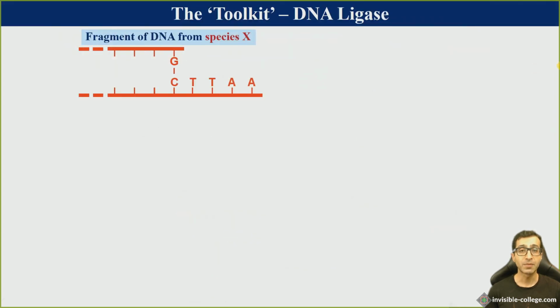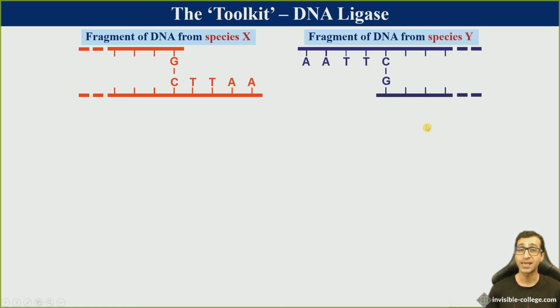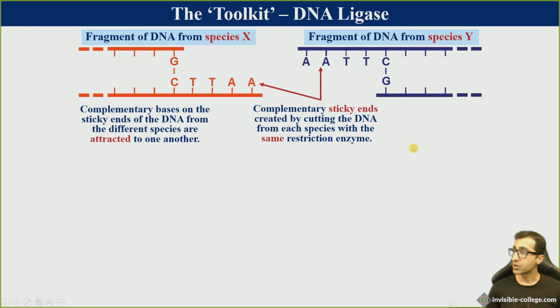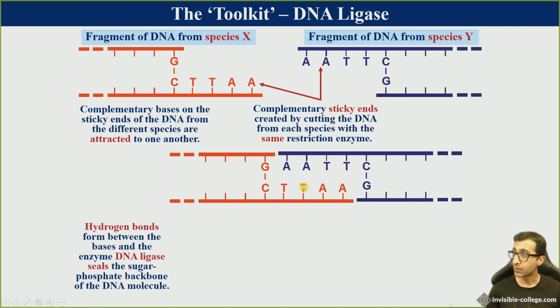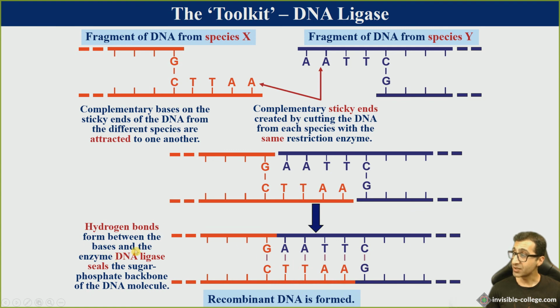So here we have a fragment of DNA from species X produced by a particular restriction endonuclease. If we then hit the DNA from another species Y with the same restriction endonuclease, it's going to produce complementary sticky ends. So the complementary bases from the sticky ends of the DNA from the different species will attract each other when they're mixed together, and they will form hydrogen bonds here, but we still need to seal these gaps in the sugar phosphate backbone, and for this reason we need DNA ligase. So now we've formed recombinant DNA, that is, DNA that contains gene sequences from two different species of organisms.